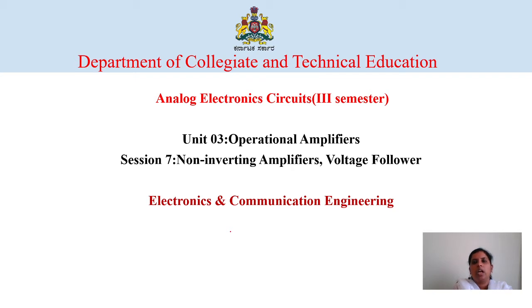In an inverting amplifier, we connect the feedback to the inverting terminal, and we also give the input to the inverting terminal of the amplifier. The closed loop voltage gain of the inverting amplifier, AF, is given by minus RF by Rin, where RF is the feedback resistor and Rin is the input resistor.